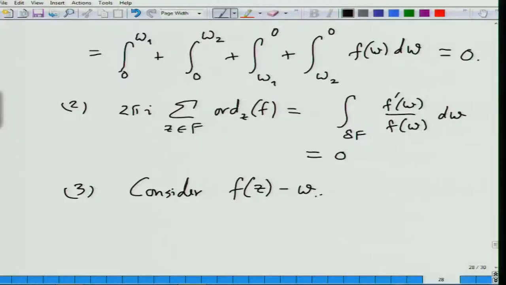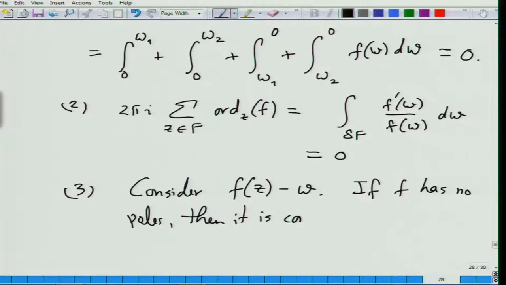Okay, so consider f(z) minus w, and this is doubly periodic with the same period. So the sum of orders is 0. Now if f has no poles, then it is constant. And if f does have a pole, then let us say L is the sum of all the orders of poles. Then by 2, the sum of the orders of zeros must also be L.